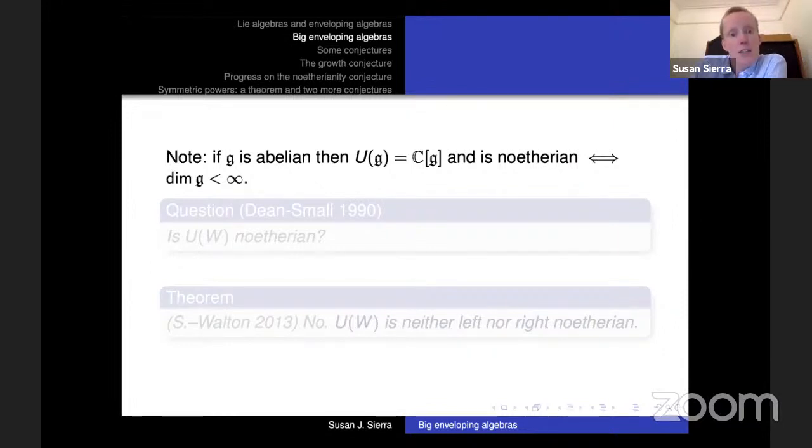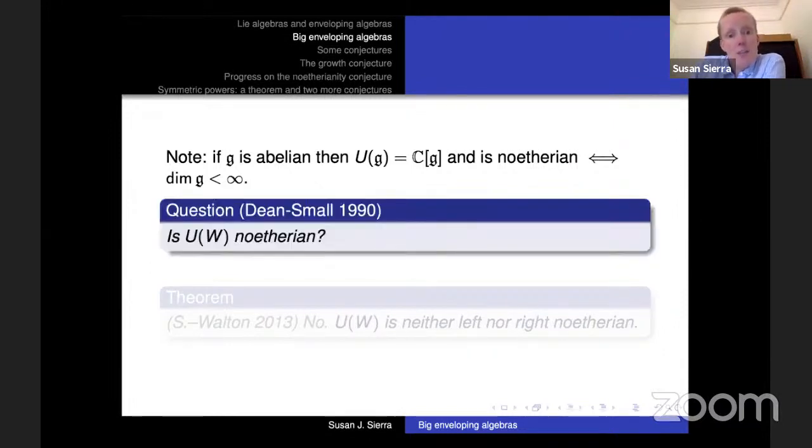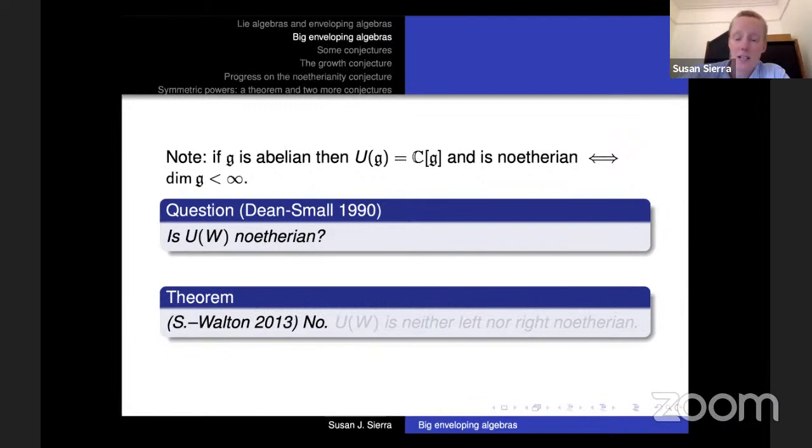So the next question to ask is probably about the Witt algebra. And Dean and Small asked this in 1990. Is this enveloping algebra Noetherian? It turned out this was an easy question to ask and a hard question to answer. And it sat there for 23 years until myself and Chelsea Walden answered it. No, this enveloping algebra is neither left nor right Noetherian.